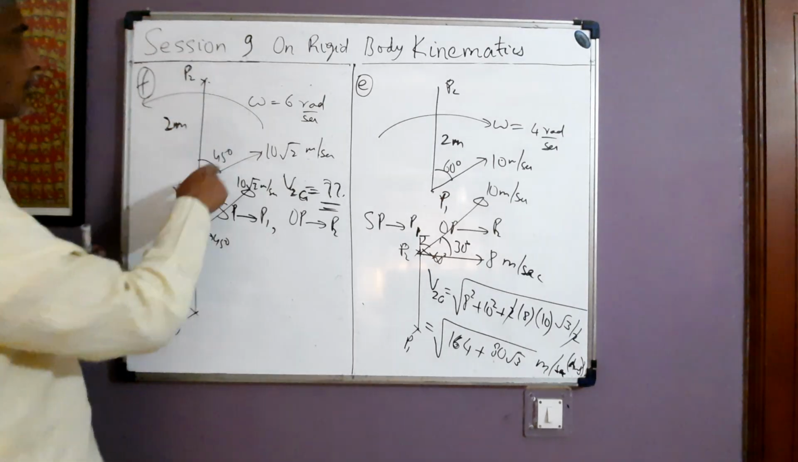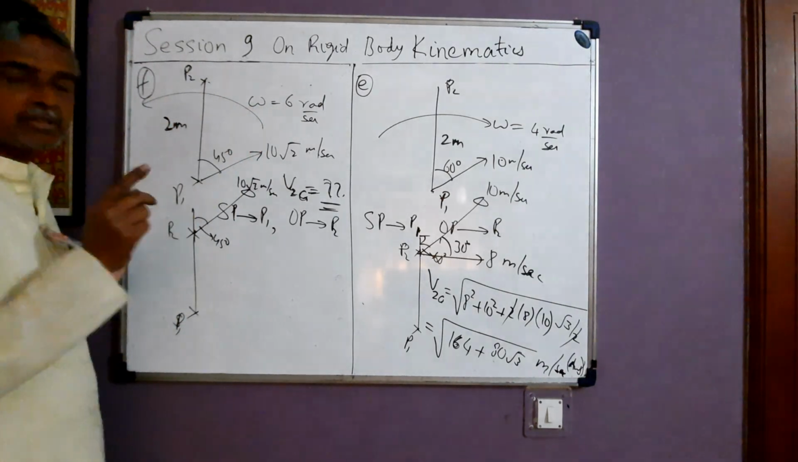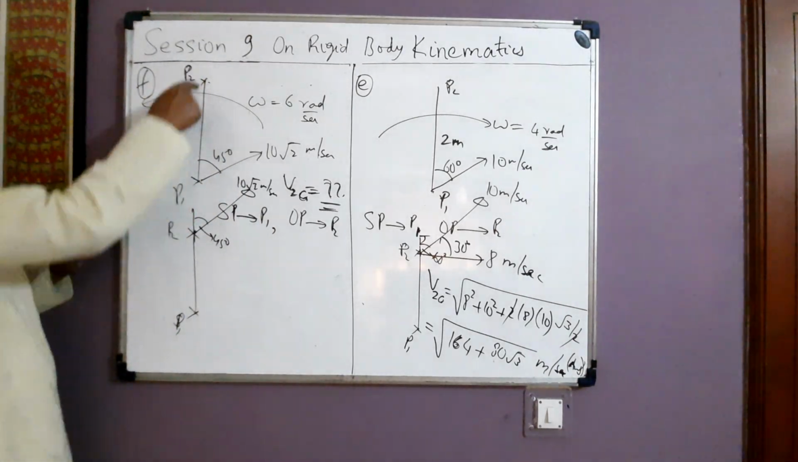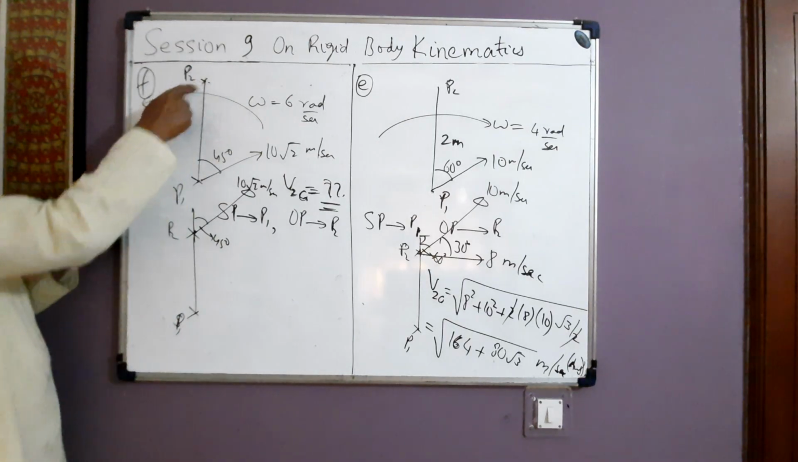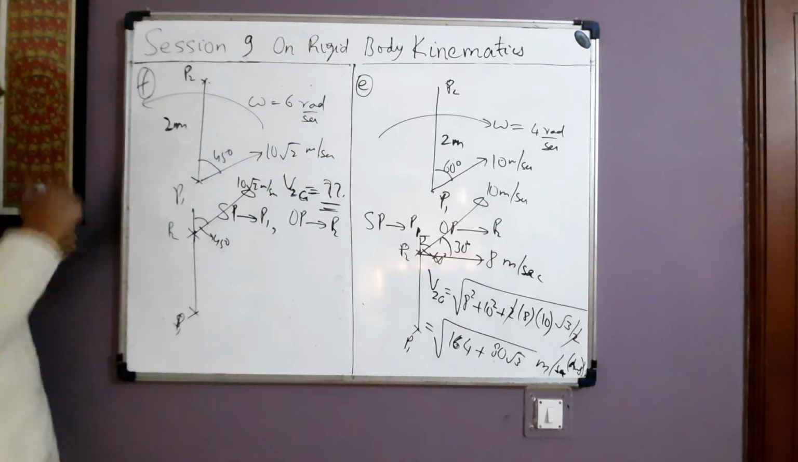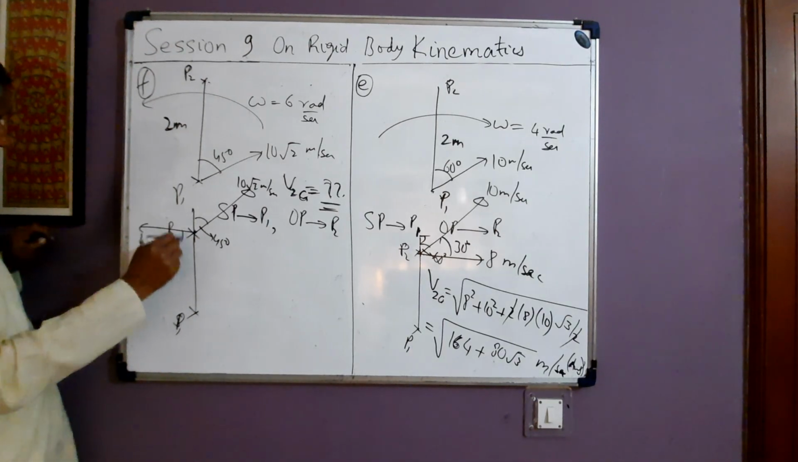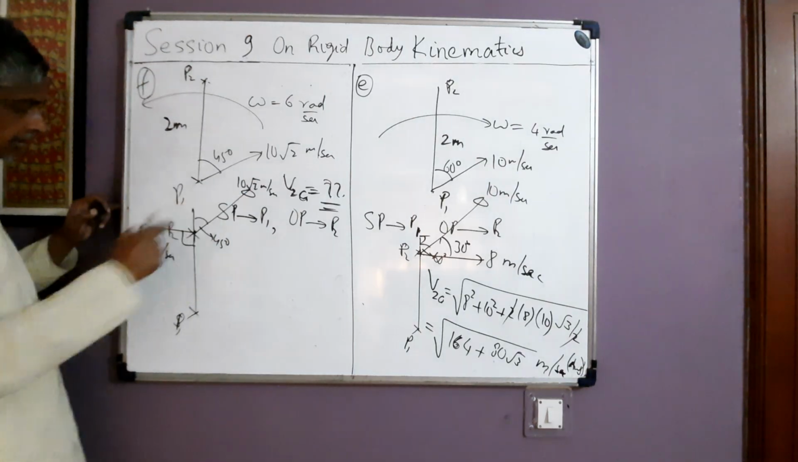Now omega is anti-clockwise, and omega R becomes 12. So what sentence will we write? P2 moves in an anti-clockwise circle whose center is at P1 and radius is 2 meter. For P2 to move in an anti-clockwise circle with center at P1, omega R should be leftward. That is 12 meter per second leftward, at right angles. Now the velocity of P2 with respect to ground is the vector sum of these two.